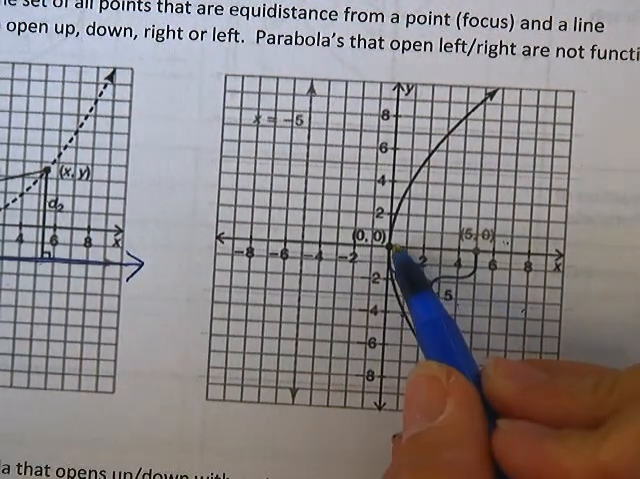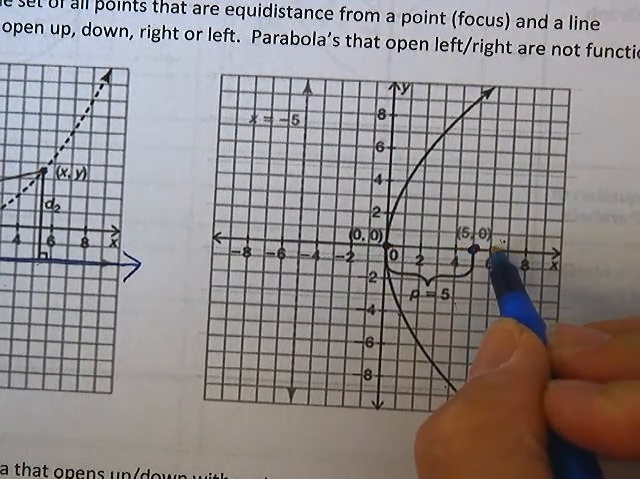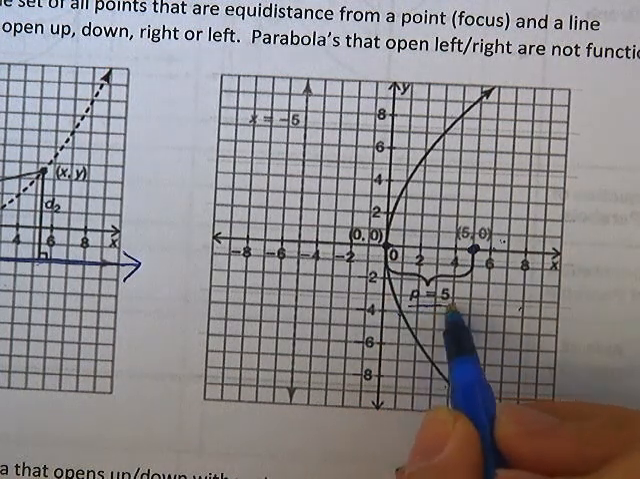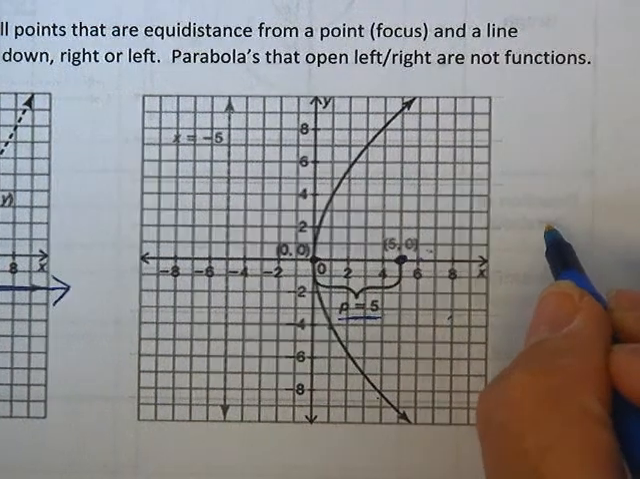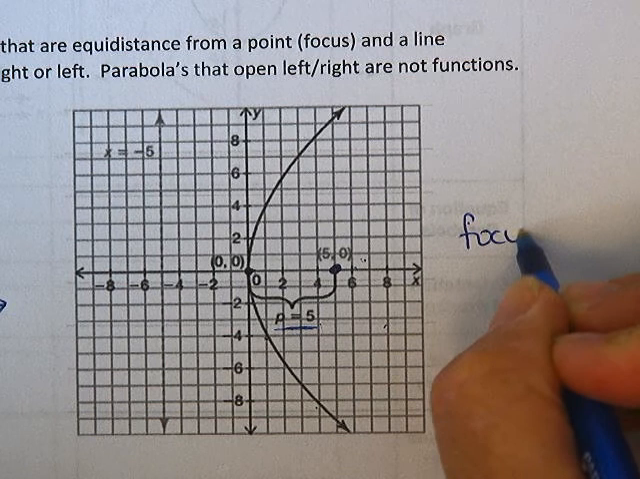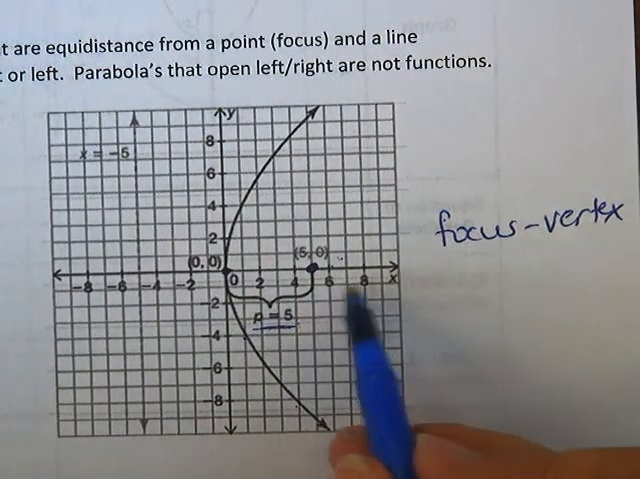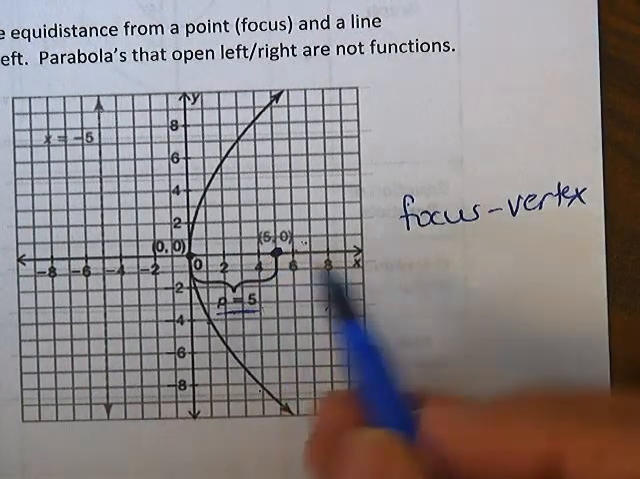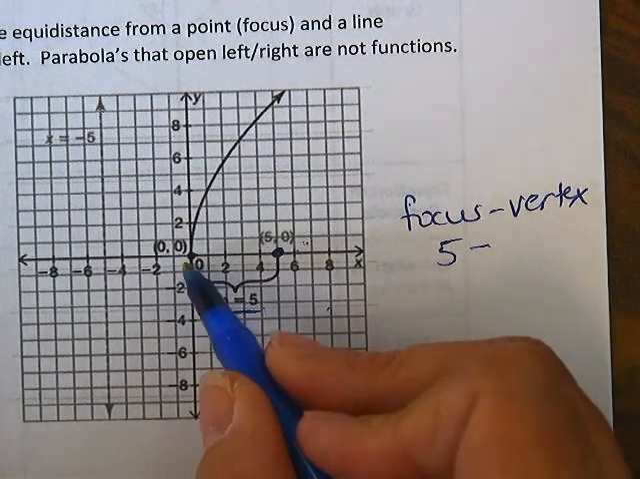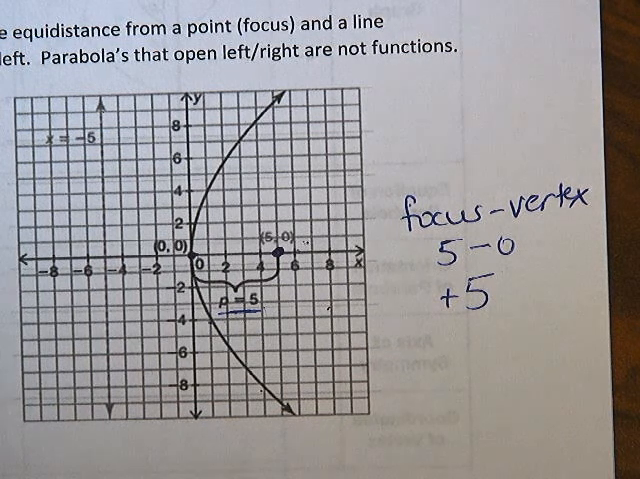So looking at this one, our vertex is at 0, 0. Our focus is at 5, 0. Thus, P is 5. And again, we said that to get the sign of P, we look at our focus minus the vertex. So when we're looking horizontally, we've got to look at our x values. So the x value here is 5 minus the x value of the vertex, which is 0. So that is a positive 5.